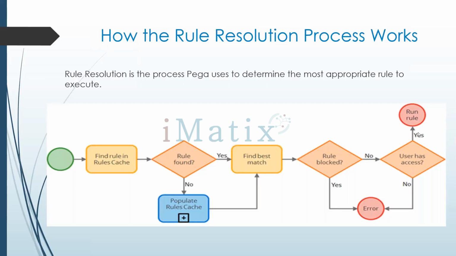But there are alternate aspects here. What if the rule is not found at all? What if the rule is not available in the rules cache? Then what should we do? Then the system populates the rules cache. First it will try to populate the cache. Then it will start checking again. This continues until the best match is formed.